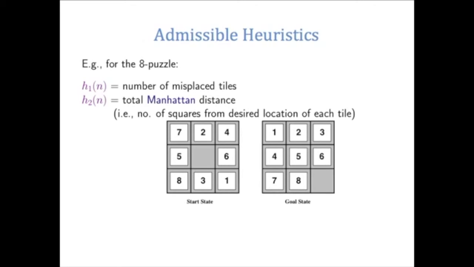So let's think about a couple possible heuristic functions for the 8 puzzle. And the first one we're going to do is the number of misplaced tiles. So if we compare the start state here and the goal state, we can see, for instance, that tile 1 is out of place, tile 2 is in place, tile 3 is out of place, tile 4 is out of place, tile 5 is out of place, tile 6 is in place, and tile 8 is out of place. So all the tiles except 2 and 6 are out of place. So we've got 6 misplaced tiles. So H1 of n would be 6.